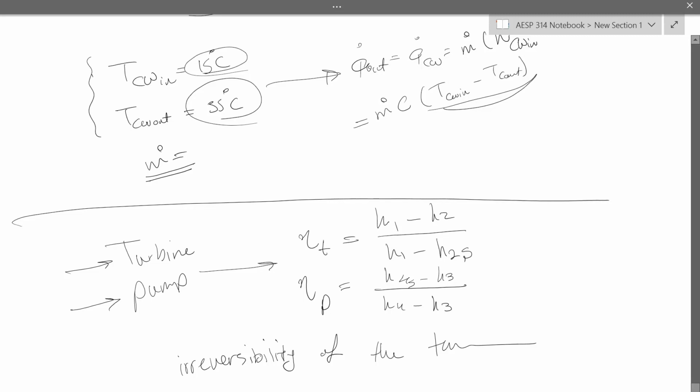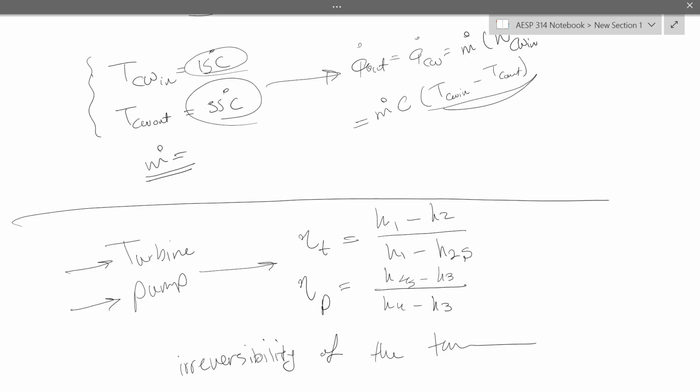What are we going to achieve with a turbine? We are going to produce some work with some expansion, right? The irreversibility is going to mean that we are going to have the same expansion, but we are not going to produce as much work, right? So delta H actual, which is the work generated by the turbine, the power generated by the turbine, is going to be smaller than the isentropic one, right?